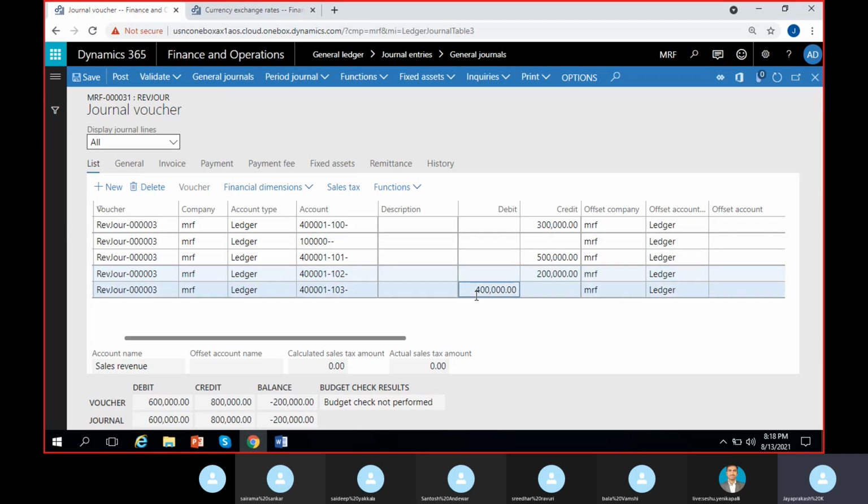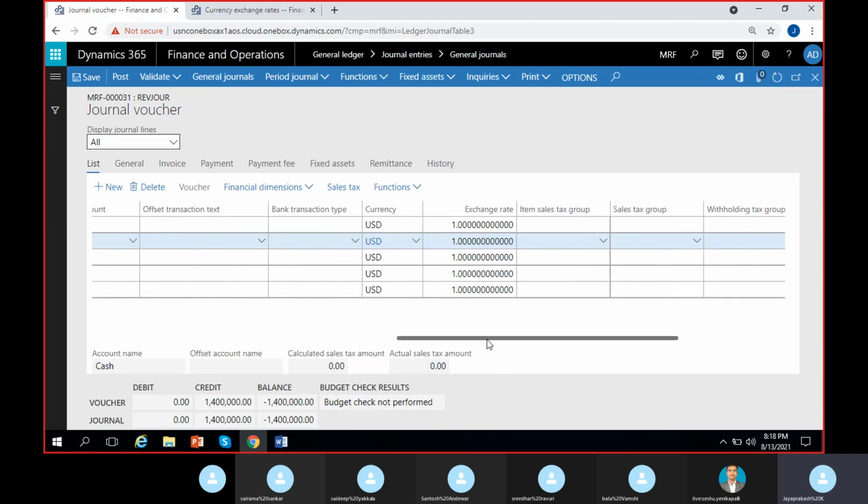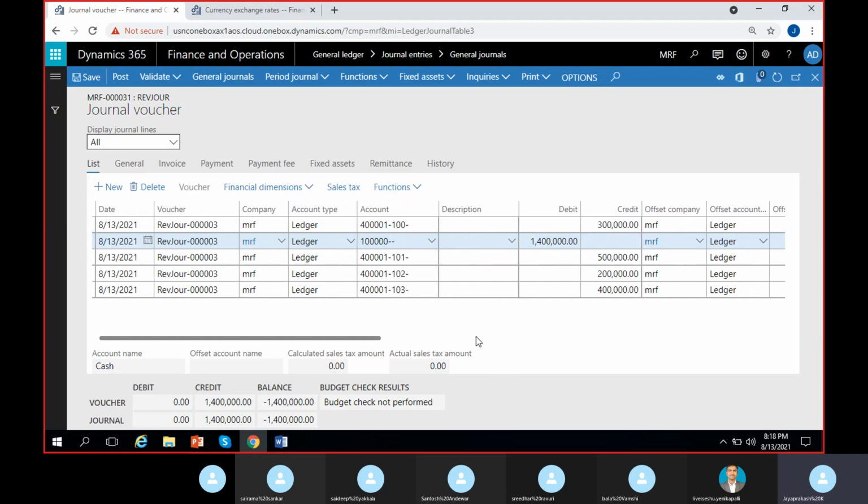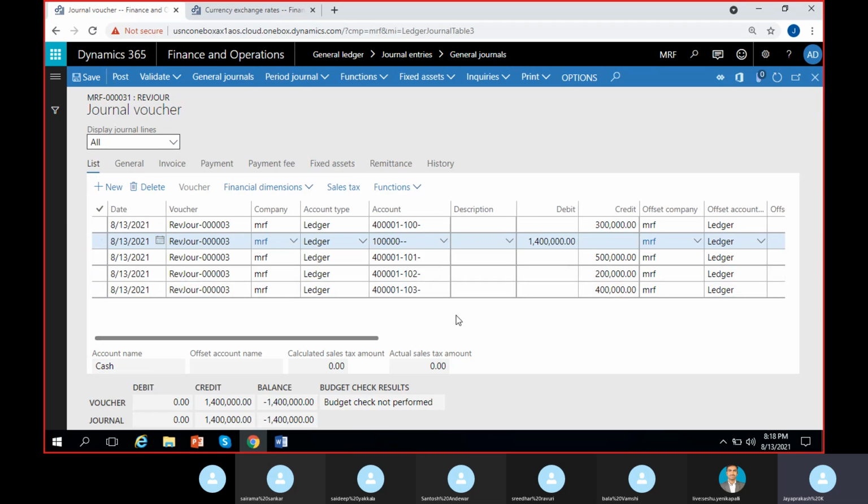I'm giving this 14 lakhs here. Sorry for that. So I have credited all the revenues that I have received and debited the total cash account. Whatever revenues I have received, I'm posting into my cash account. Okay, so forget about the dimension value for cash account, no worries.